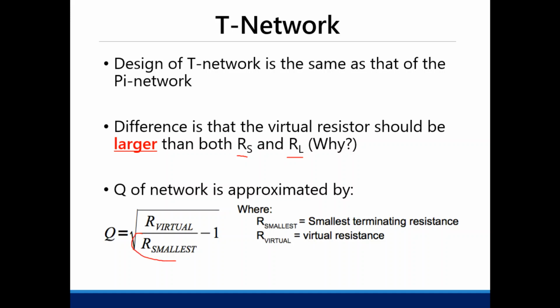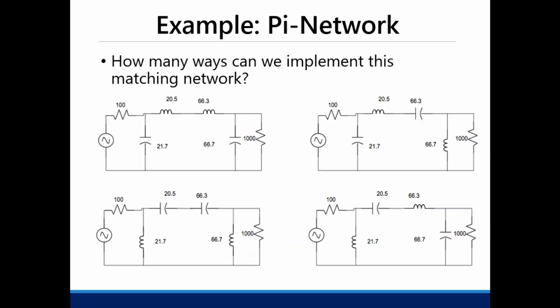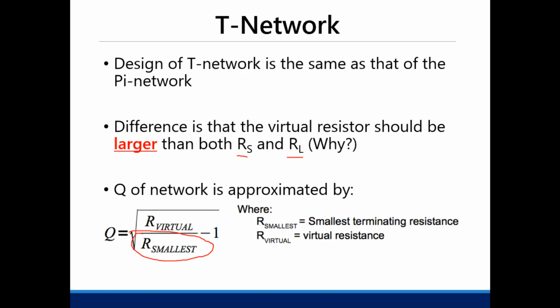So you need to get the smallest resistance instead of the largest. Okay? So in pi network, we looked at the largest. In T network, we're gonna look at the smallest resistance. Is it RS? Is it RL? You use that to define the Q of the network. Okay? And with that, you'll just do the same steps as how you got the matching network for the pi network, apply it to the T network, and you'll get your matching network.